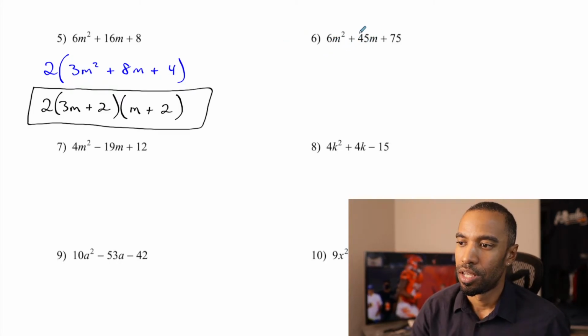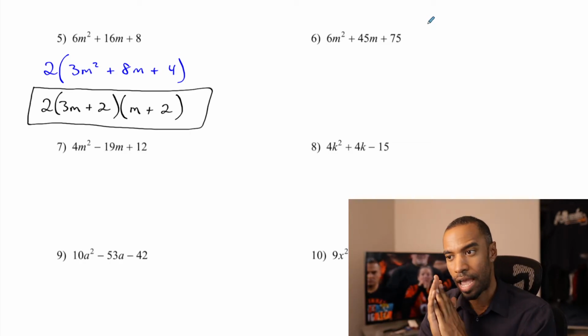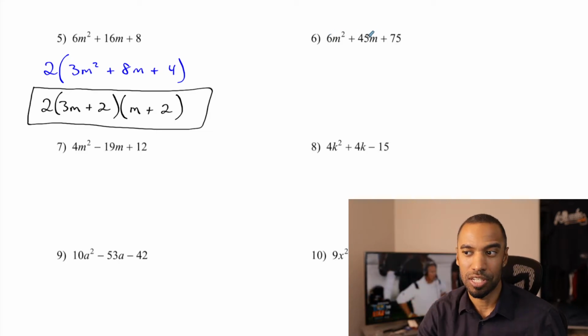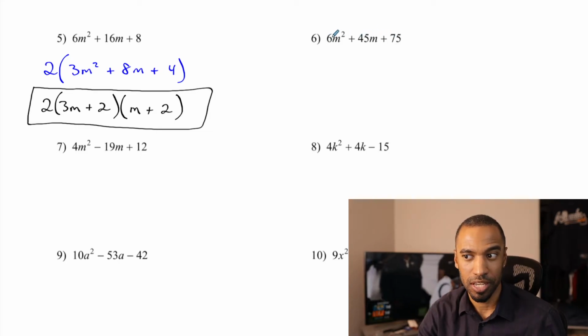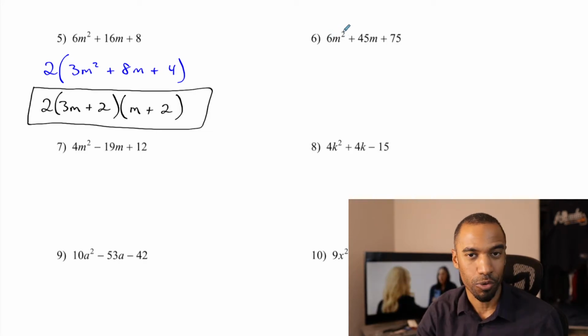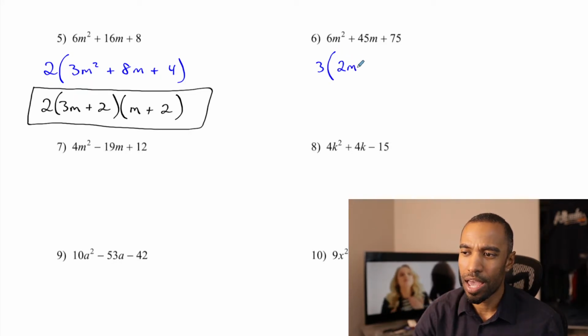Number 6. 6m squared plus 45m plus 75. I'm sniffing a common factor. I assume it's got to be 3 because 6 is an even number, and 45 and 75 are odd numbers, so 6 is not going to be the number. And as I've mentioned before, we're not going to get down to a 1m squared. I'm sniffing out that 3. I do believe all these can divide by 3. So we're going to be left with 2m squared plus 15m plus 25.